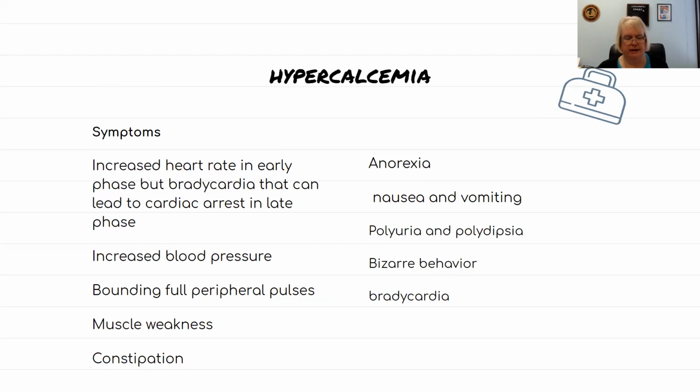So again, you can have the ineffective respiratory movement again, but this time it's because of the profound skeletal muscle weakness that can occur. And you're going to have decreased or absent tendon reflexes and disorientation, lethargy, or coma.